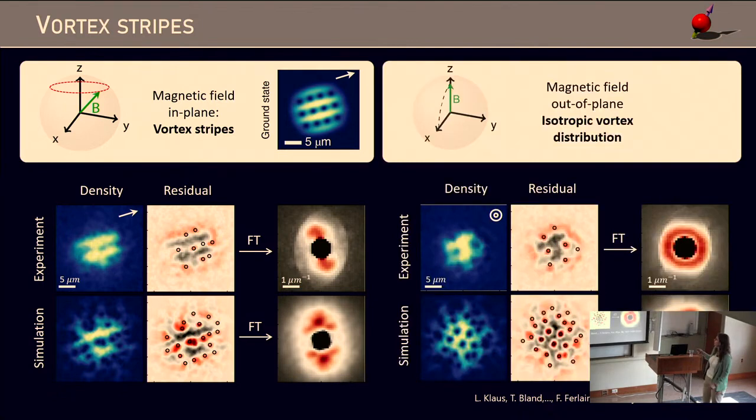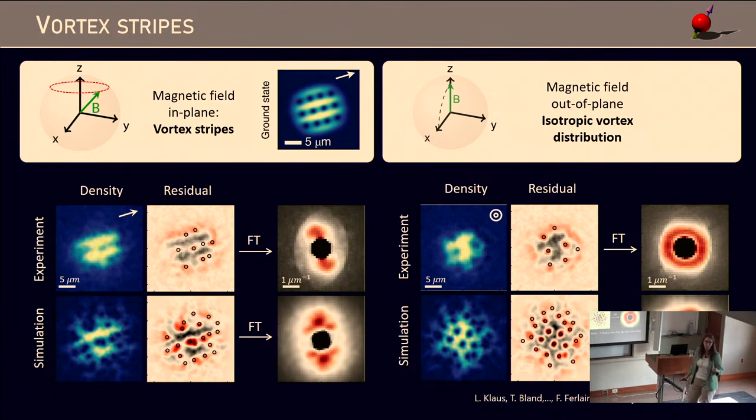If you then tilt the magnetic field in the Z direction, again you lose this feature because you basically restore an isotropic vortex distribution, like you can see here in these two cases. So again, experiment and simulation. This is quite clear if you perform the Fourier transform again of the residual, in which you see this ring that really shows that now you don't have any preferential direction anymore. So all these results were obtained for the non-modulated state.